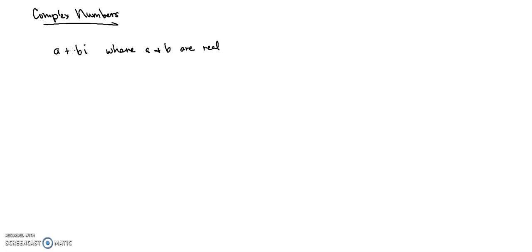Okay, so any complex number can be written in this form, even if it looks different to start. You can always get a complex number into this form, a plus bi. a is called the real part, because there's nothing imaginary about it, and then this is called the imaginary part because you've got the i, so it's a coefficient with an i.